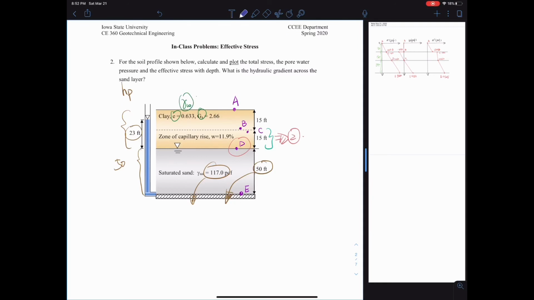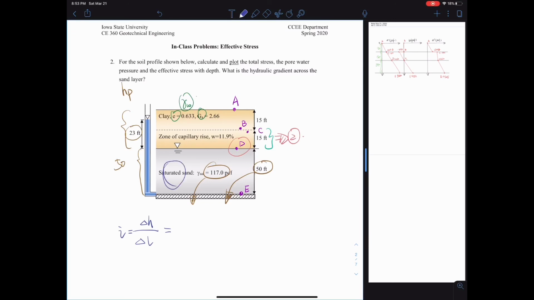That is, what is the hydraulic gradient across the sand layer? First let's recall how we calculate the hydraulic gradient. That is i equals delta H over delta L, where L is the distance and delta H is the head loss. Okay, the sand layer is here.